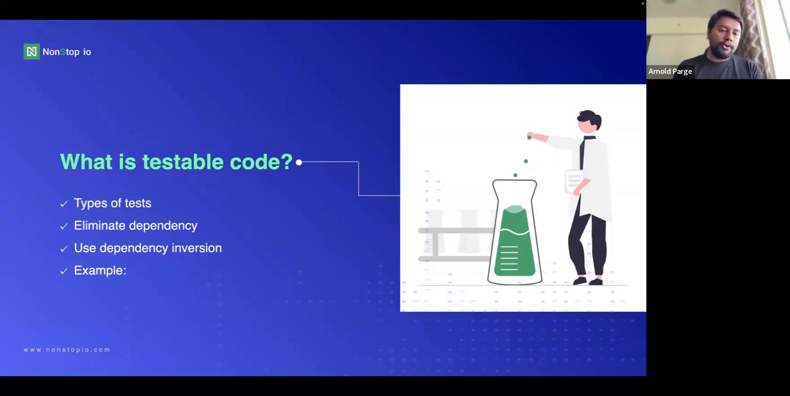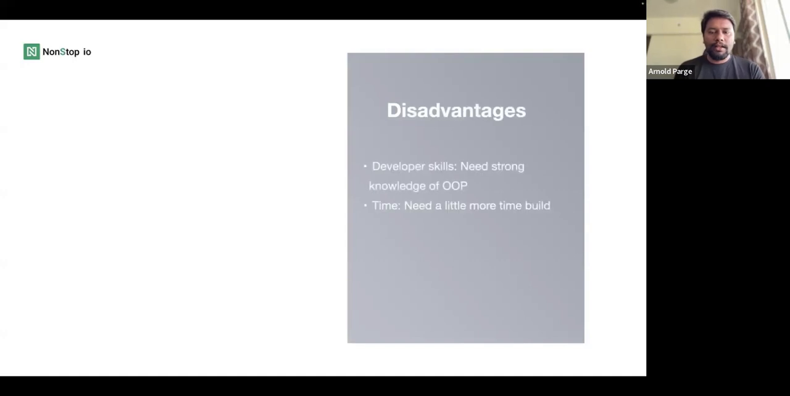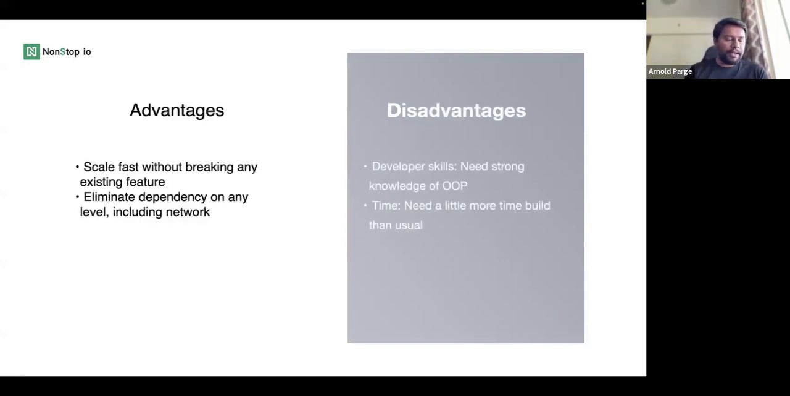Okay, so we talked about testable code, the types of tests, how to make code testable by eliminating dependency and using dependency inversion, and some examples using the network service. This approach has advantages, like I told you: scaling fast without breaking any existing features, and eliminating dependency at any level. I showed you an example of eliminating the network dependency, but you can also eliminate dependency in the modules themselves, so that one module is not completely dependent on other modules. With those advantages, we can make a robust, strong, unbreakable application.